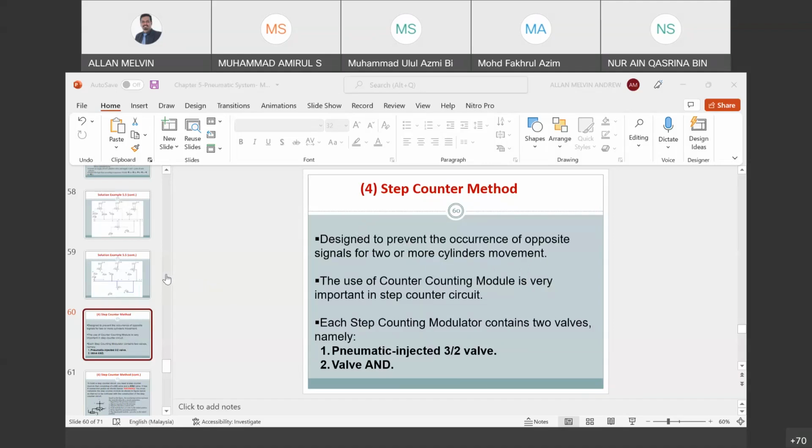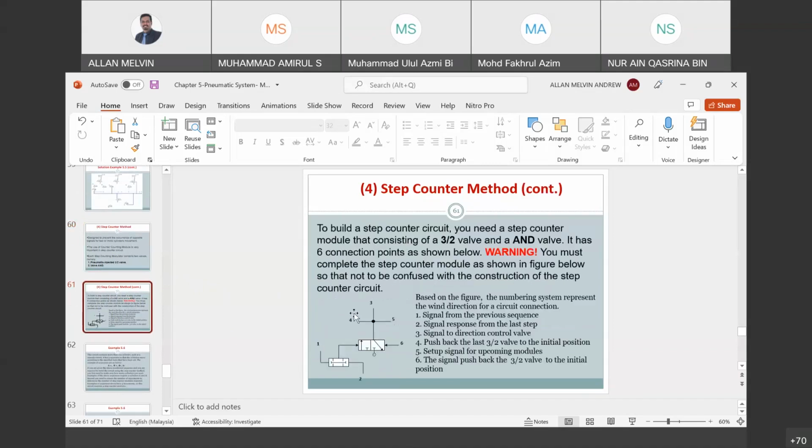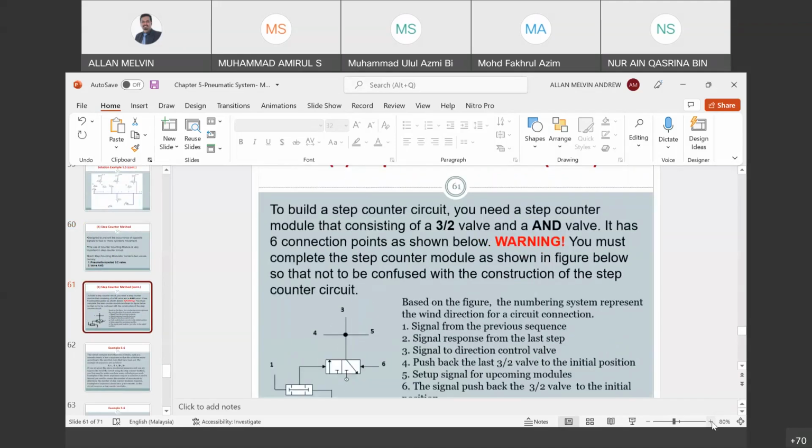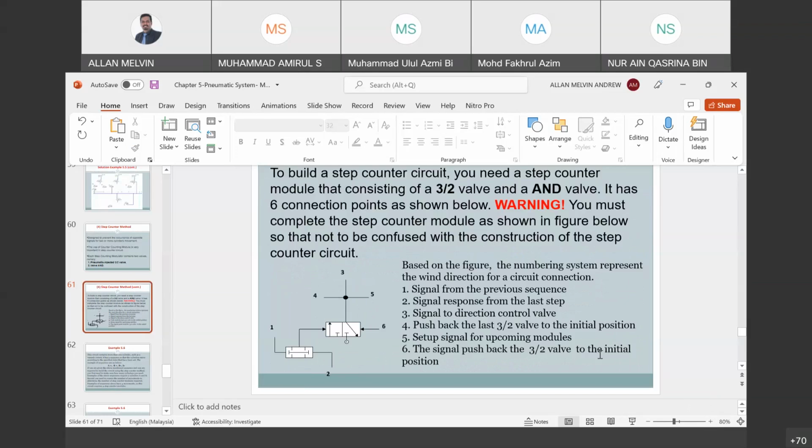And the second question, based on your understanding, what will happen if you connect input 3 to the output port of the direction control valve? This one is based on input 3. Okay, so you can look here. Input 3. If you connect input 3 to the direction control valve, say you have a signal here, and input 3 also has a signal. What will happen to the direction control valve?